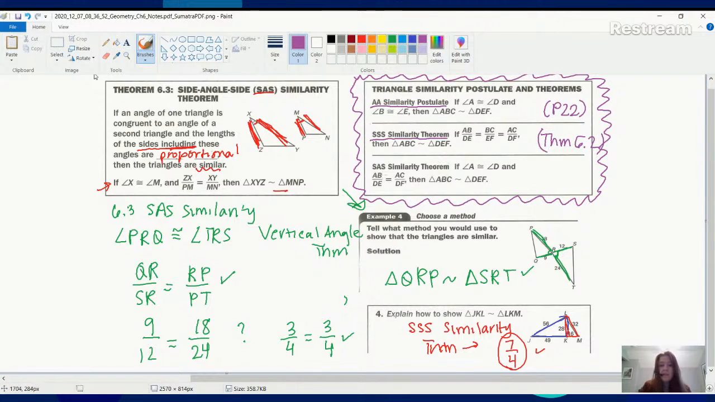And then the side angle side is the one that we just learned. So this one is if angle A is congruent to angle D, so one angle, and then the sides that touch it are proportional, then the triangles are similar to each other. So this is theorem 6.3. All right, so that is everything for section 6.5. Like I said, the homework is over that for the next 2 days, but I will go a little bit into 6.6 today, so I'll be sending that video out later.